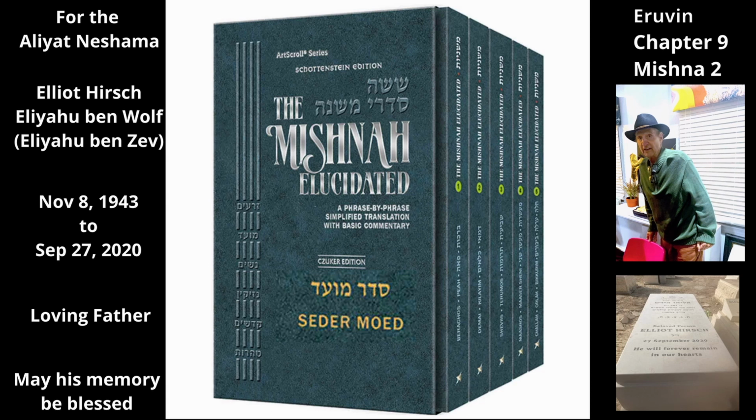Thus, the large courtyard has a valid partition separating it from the small one, and one may therefore carry in the large courtyard. The small courtyard, however, has no partition separating it from the large one. Therefore, just as one may not carry between the large courtyard and the small courtyard, so too it is forbidden to carry in the small courtyard.